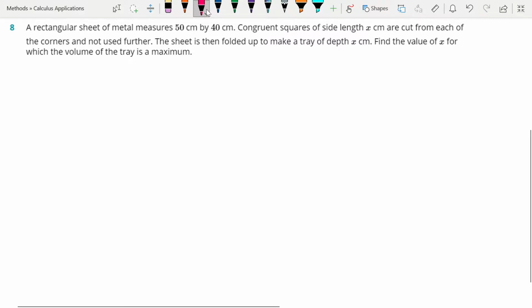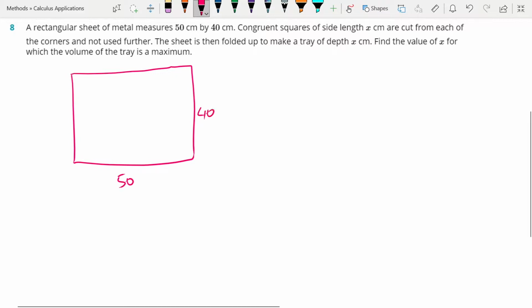So the first thing when tackling any of these types of questions is to draw what you've got. Initially there's a 50 by 40 rectangle. Then we're cutting out congruent squares, which means that all the squares are of the same size, from each of the corners that have a side length of x. So each of these is x. I'm going to draw little lines to show they're all the same length.